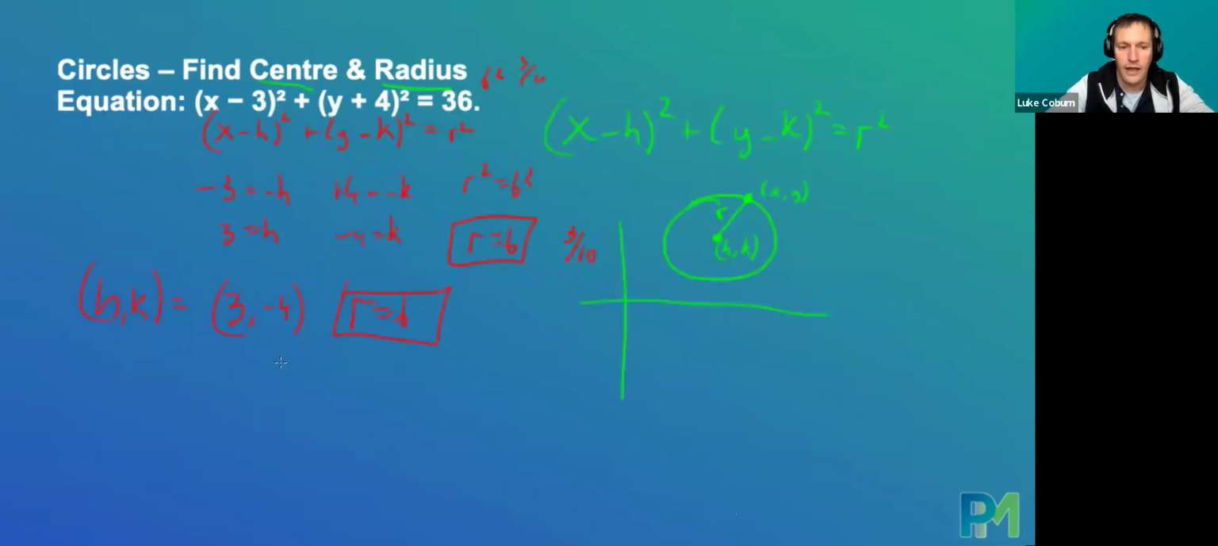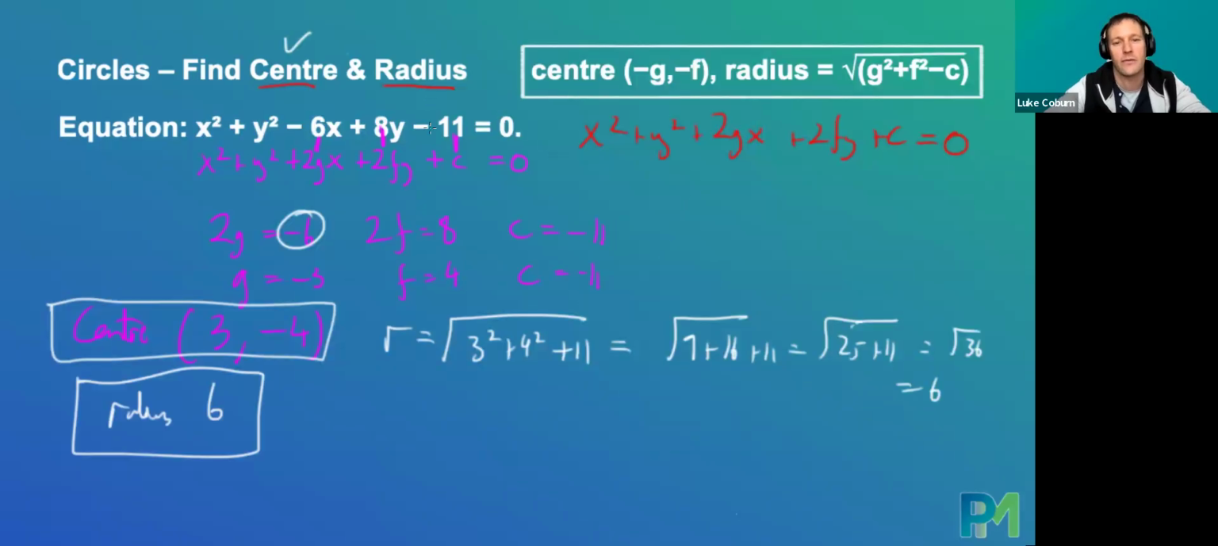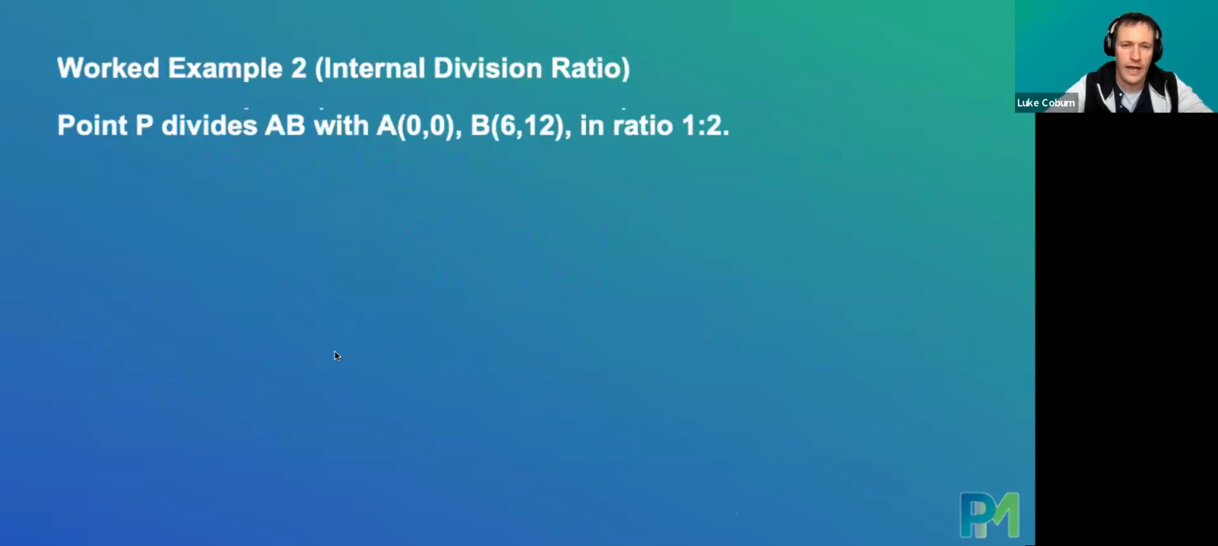And I think that's what we had last time, wasn't it? Yeah, (3, -4) and radius equal to 6. So last time we had this way of expressing the equation of the circle, and we had a different method to recover both of them. Okay, so we're almost there.